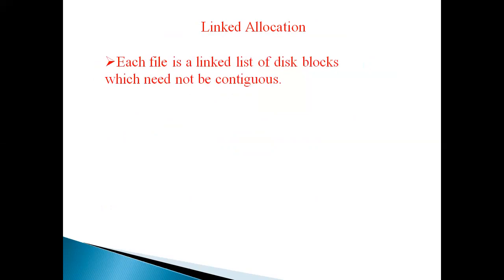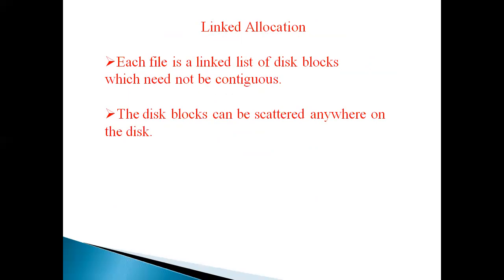The second allocation method is linked allocation. Linked allocation means each file is a linked list of disk blocks, which need not be contiguous. In contiguous allocation the set of blocks is contiguous, but in linked allocation it will not be contiguous. So the blocks will be scattered anywhere on the disk. That is called linked allocation.